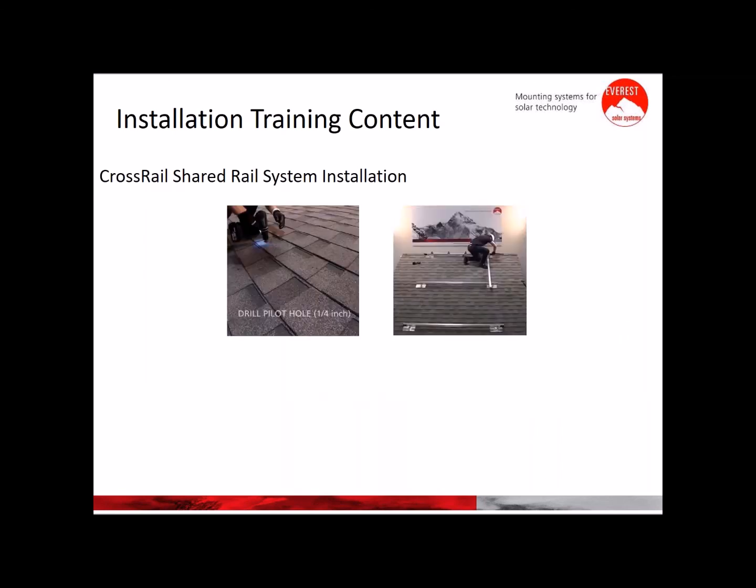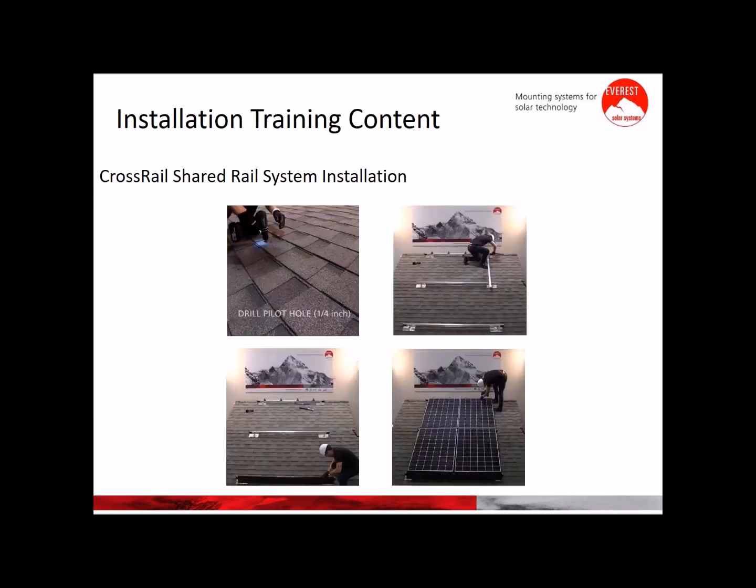We have also created a shared rail installation video, which you will be able to find on YouTube, where we show how clamps are one-handed install. Actually, we challenged one of our engineers to show how easy it is. In this video, you will see how to install our system on comp shingle roofs. In addition, we have a training video on how to use a jig to make spacing up rails easier.